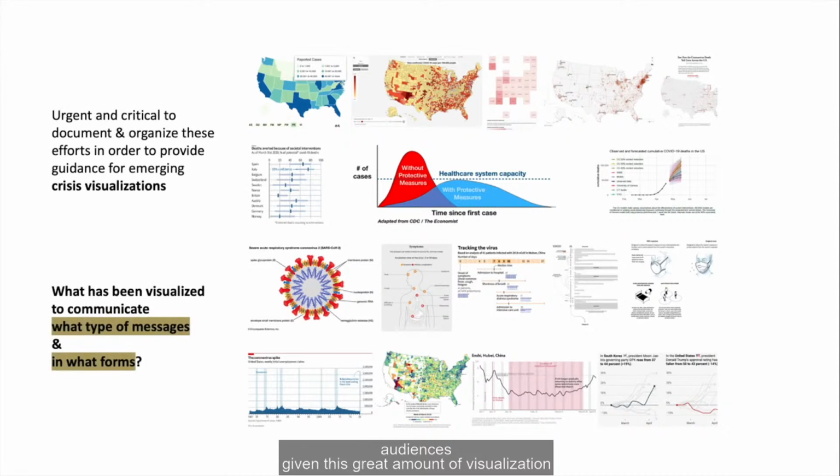Given this great amount of visualization production and consumption, there's an urgent and critical need to document and organize these efforts in a timely manner in order to provide guidance for emerging visualizations. Moreover, it is important to understand what visualizations have been designed and disseminated to the public, because information consumption can impact people's behaviors, attitudes, and thus ultimately the path of the pandemic.